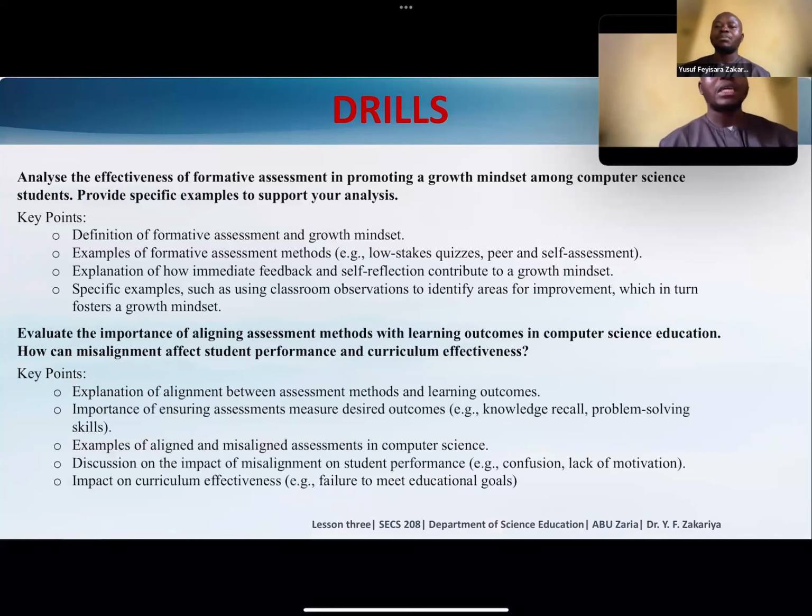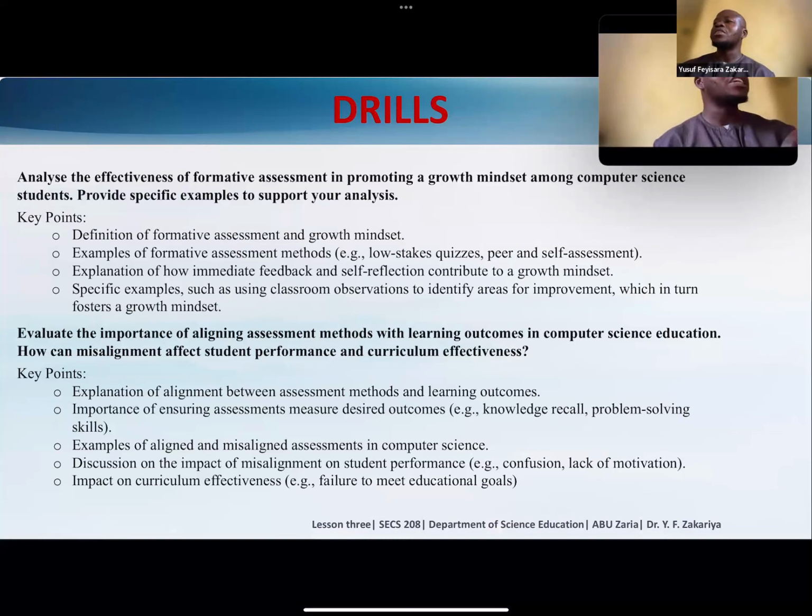Now let's have some keywords I put down. Give explanation of alignment between assessment methods and what? Learning outcomes. Importance of ensuring assessment measures desired outcomes. Is it knowledge recall? Is it for problem solving? Is it for skill development? Then you need to give examples of aligned and misaligned assessment.